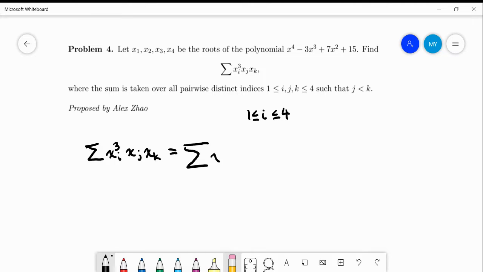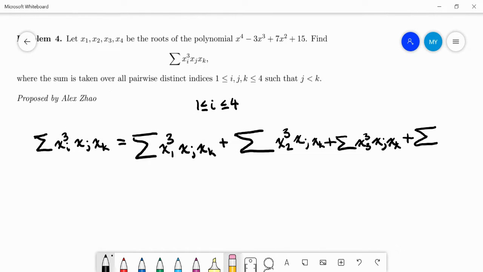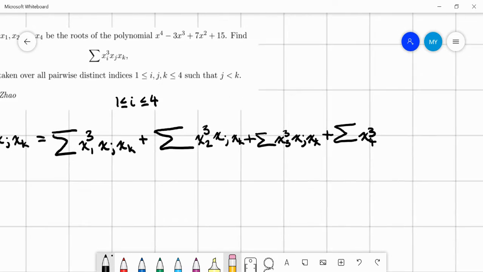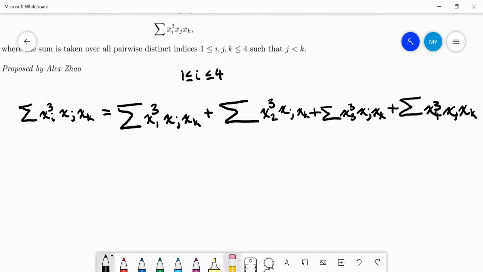So this sum, the sum of x sub i cubed, x sub j, x sub k, is equal to the sum of x1 cubed, xj, xk, plus the sum of x2 cubed, xj, xk, plus the sum of x3 cubed, xj, xk, plus the sum of x4 cubed, xj, xk. Great, so we have this sum in a slightly friendlier setting.